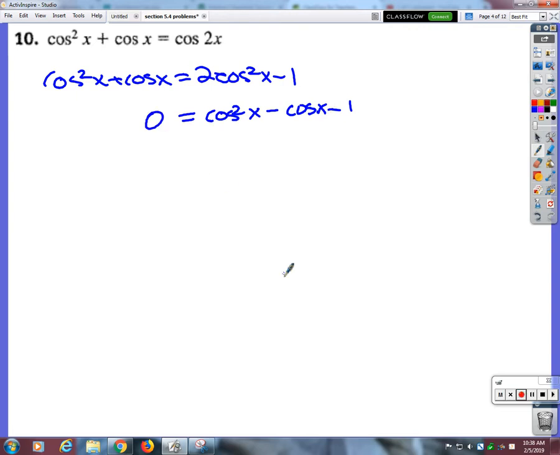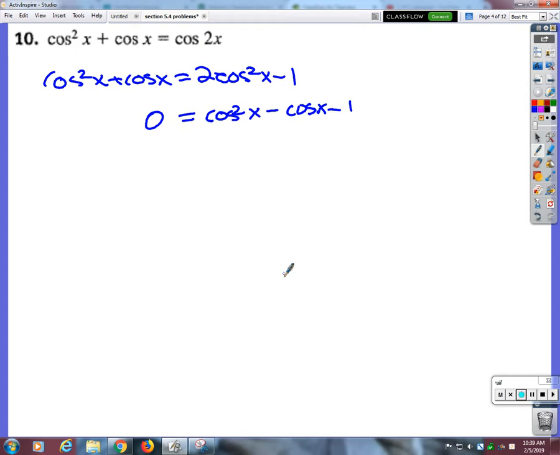Uh-oh. I don't think that's going to factor. So you guys are all diligently writing this down, but sadly I don't think this is the direction we want to go. Let's try another one, shall we?